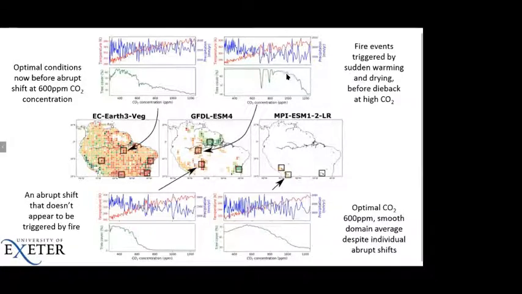But then what we find at the end of the run is possibly a more conventional abrupt shift, but note it's for really high CO2 concentrations.